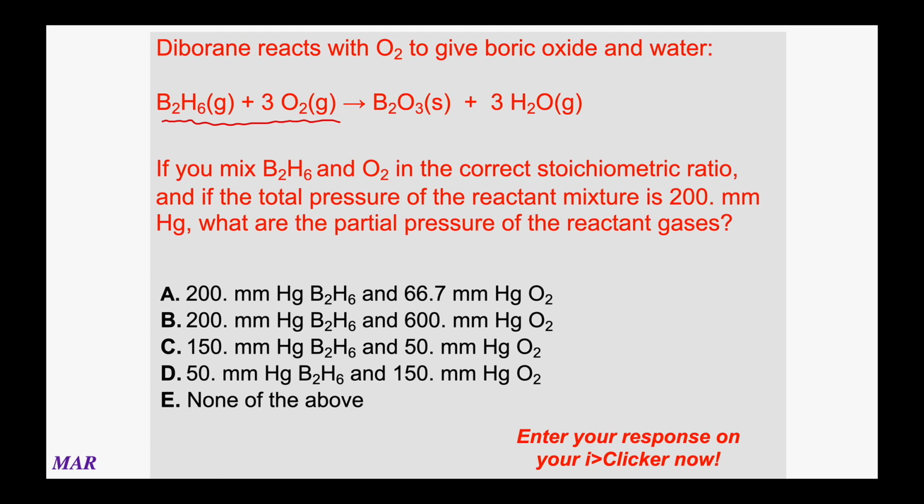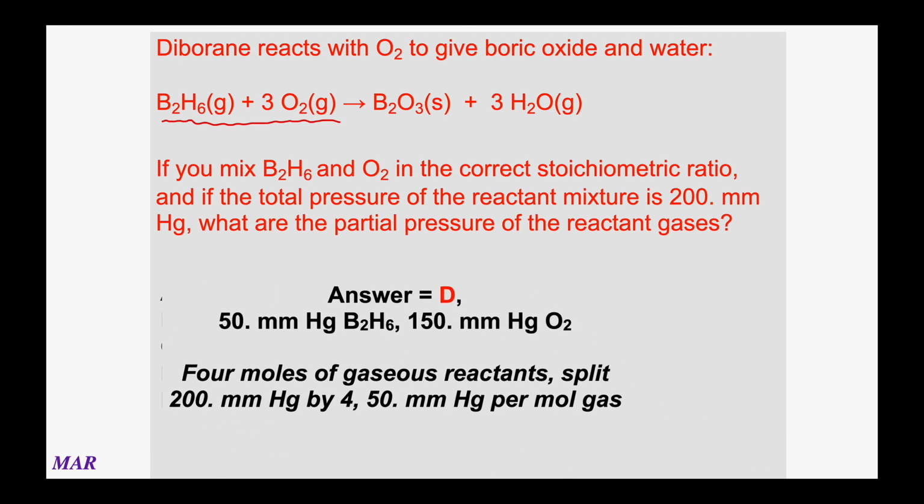And B2H6 would be 1 equivalent, so that would be 50. 3/4 times 200 would give you the 150. So the answer here is going to be answer D. And again, how we did that is that the total moles on the reactant side essentially is 4, all right? So 200 millimeters of mercury divided by 4 is 50. That's the pressure of the B2H6. And if these are at correct stoichiometric ratios, then 1 B2H6 needs 3 O2s, 50 times 3, 150 millimeters of mercury for the O2.